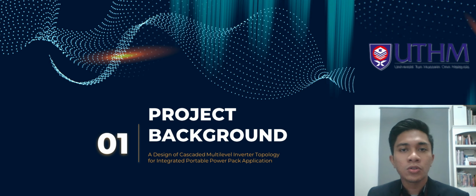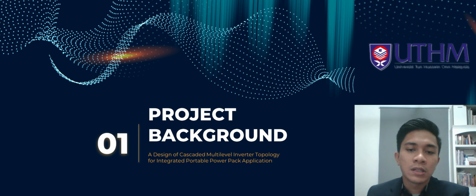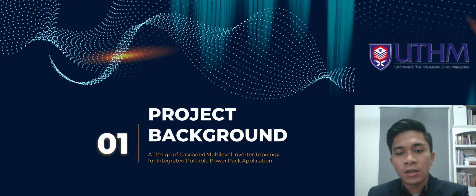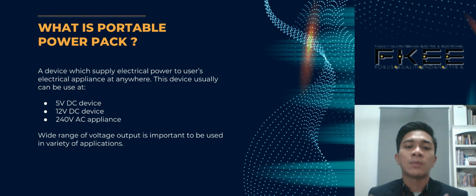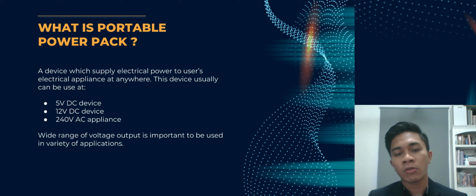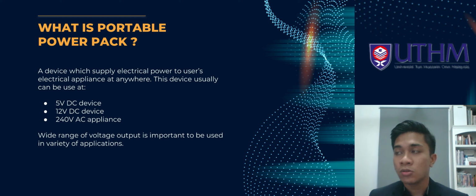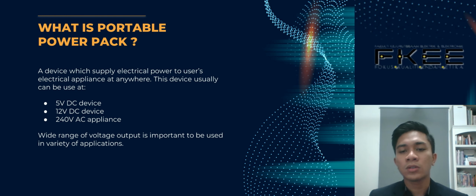So firstly, we go through briefly the project background, about the design of cascaded multi-level inverter topology for integrated portable power pack application. So what is a portable power pack? A portable power pack is a device which supplies electrical power to users' electrical appliances anywhere. This device usually can be used for 5V DC devices, 12V DC devices, and 240V AC appliances. This wide range of voltage output is important for a variety of applications.